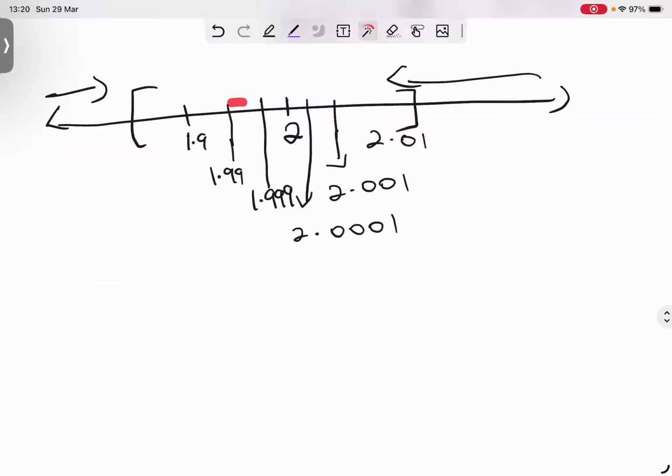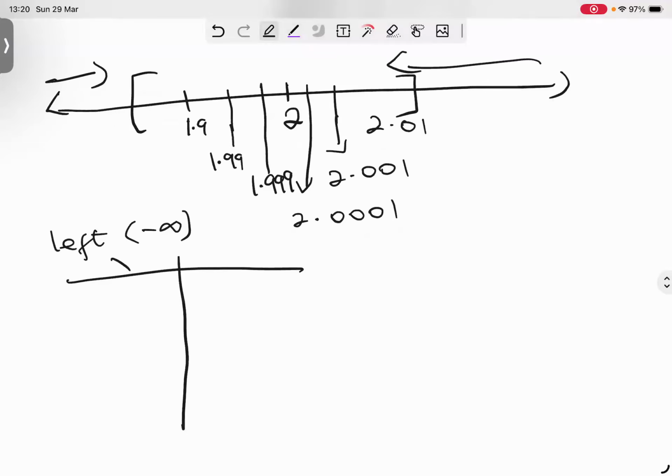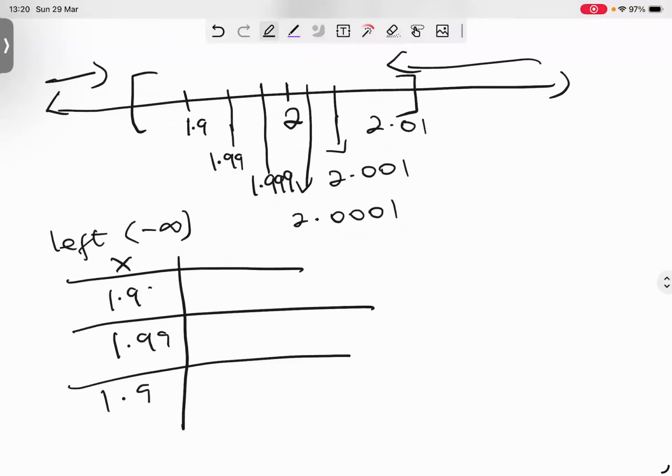Let's do the left-hand side first, and then the right side, and then see the value of f of x, so we see what value f of x will be approaching. So from the left, which is from the negative infinity direction, some of the values of x that we picked were 1.9, 1.99, and 1.999. And then let's look at the behavior of f of x, where the function we picked was x squared.